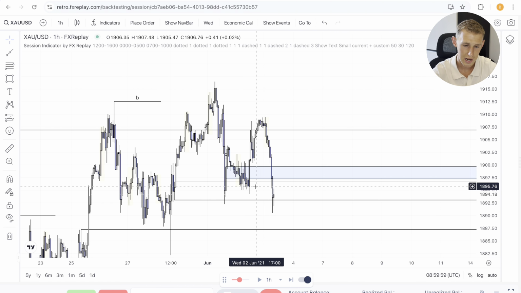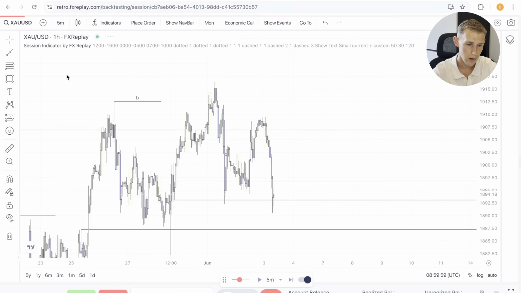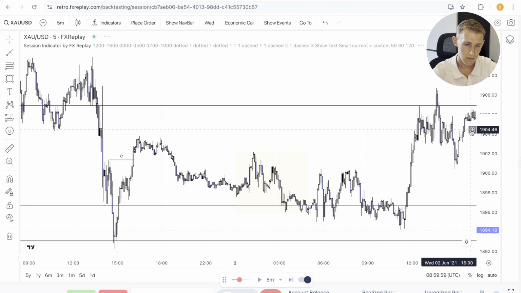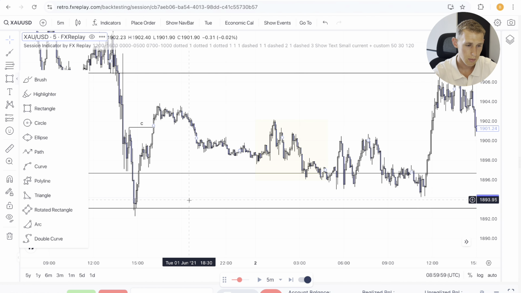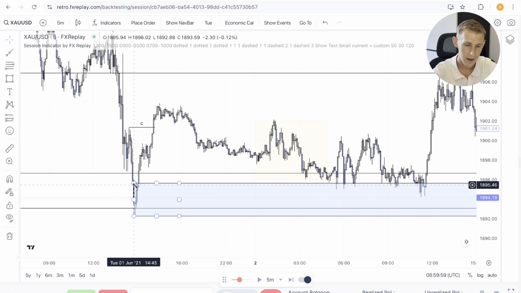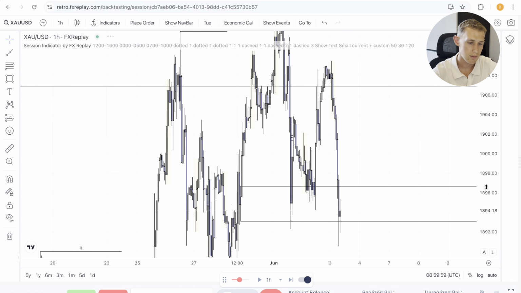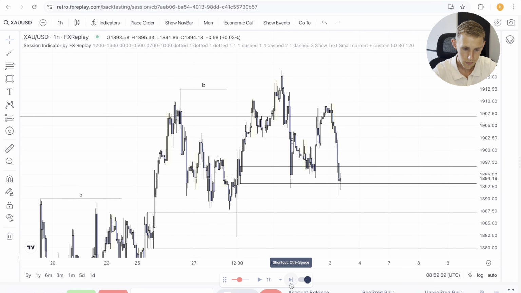Damn, I think we were just slightly early on that. Yeah, so if we have a look, we could have probably entered on this more extreme area, like this whole area right here instead, and you could have capitalized on a nice move. But yeah, just slightly too early on that move, which is fine.